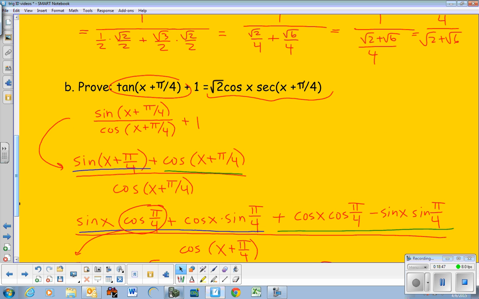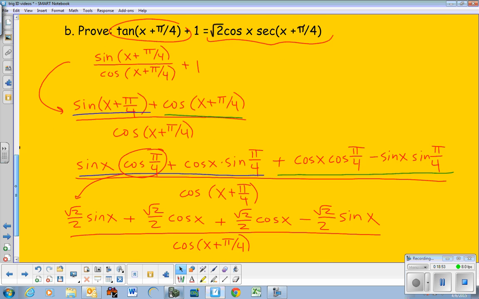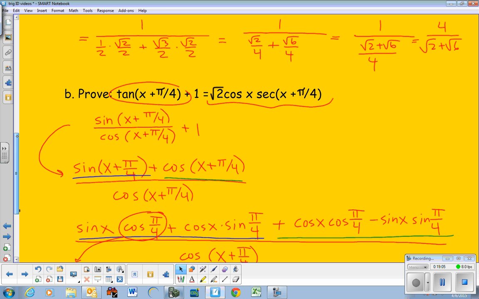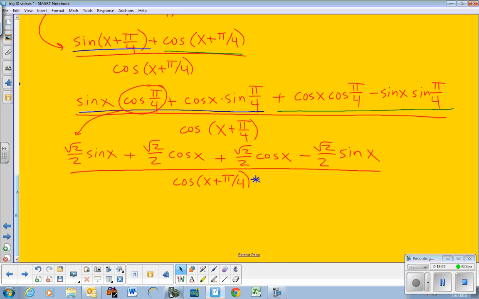Oh, I see in my answer secant of x plus pi over 4, and that's just 1 over cosine of x plus pi over 4. So I've already got that. This right here is going to serve as that secant. So if you're tempted to go, well, I just used a cosine x plus a plus b formula on that, remember, always keep your answer in mind. That secant is good. So we should be able to wrap this up.